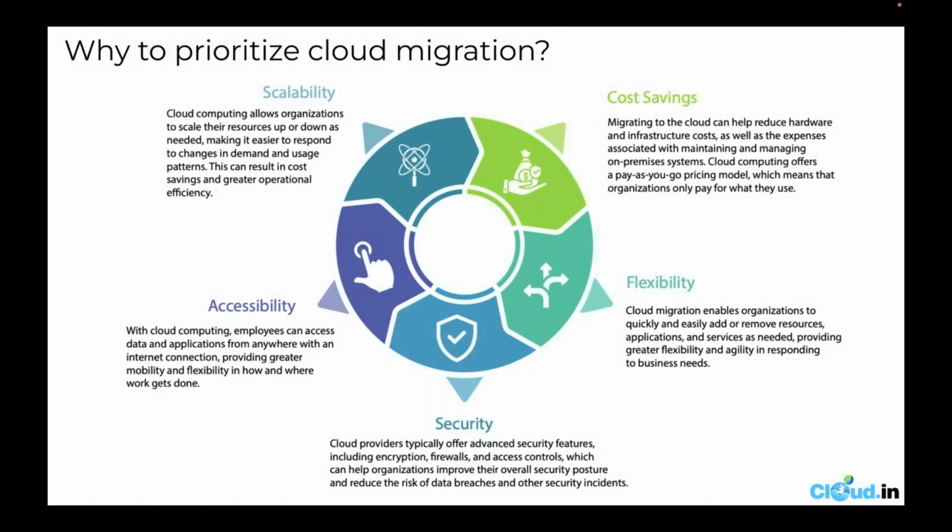And lastly, we have accessibility. Herein, with cloud computing, employees can access data and applications from anywhere with an internet connection. With just an internet connection, you can access your infrastructure and make changes, which is very smooth, and provides greater mobility and flexibility, as I said before, in how and where work gets done. In simple terms, accessibility provides flexibility by accommodating the needs of each user and is aimed at making the system suitable for the widest number of users.